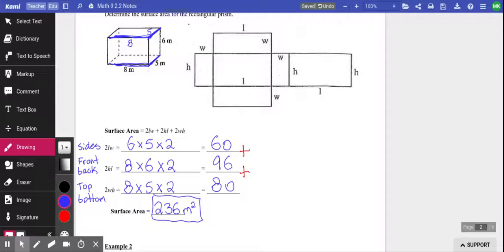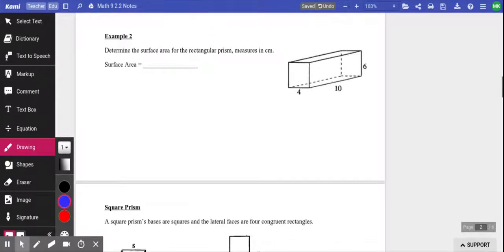Okay, I want you to try the next one completely on your own. There's nothing there other than just trying to get the total surface area. So I'll give you a couple of minutes to try it, and then I will do it, and you can see if you got it right or wrong.